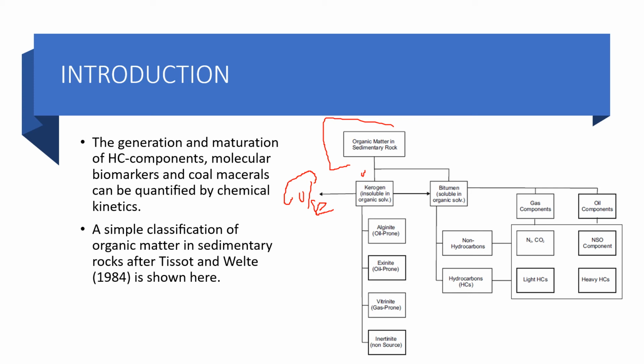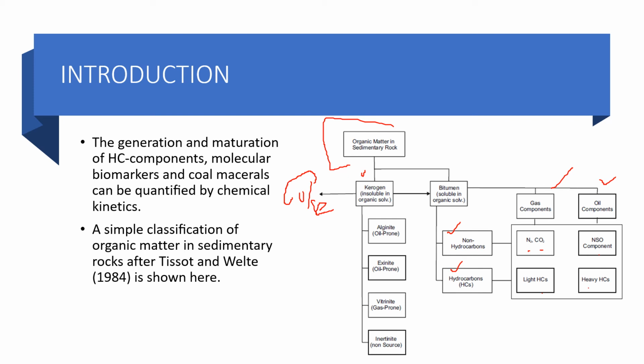Now, kerogen, as you know, is insoluble in organic solvents like toluene, benzene, and so on. That can give you bitumen. Everybody knows bitumen, which is soluble in organic solvents. That can be subdivided into non-hydrocarbons as well as hydrocarbons. And of course, you can also get gas components and oil components. And that leads to gases like nitrogen, carbon dioxide, NSO components, light hydrocarbons, and heavy hydrocarbons.